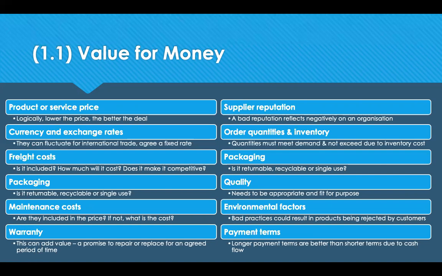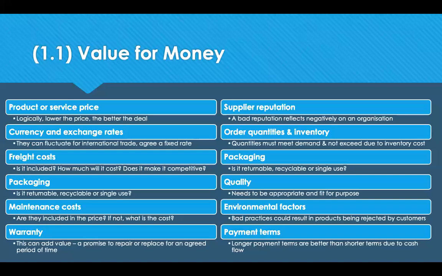The order quantities and inventories, essentially they need to meet demand and not exceed that, because if for example you've got a really good price but the supplier is asking you to take large quantities, like a pallet worth, and that's way too much for your needs, then it's not really getting value for money because you might end up throwing half of that in the bin.